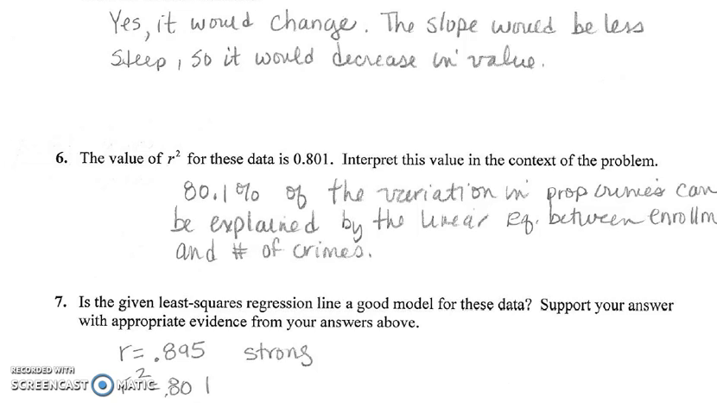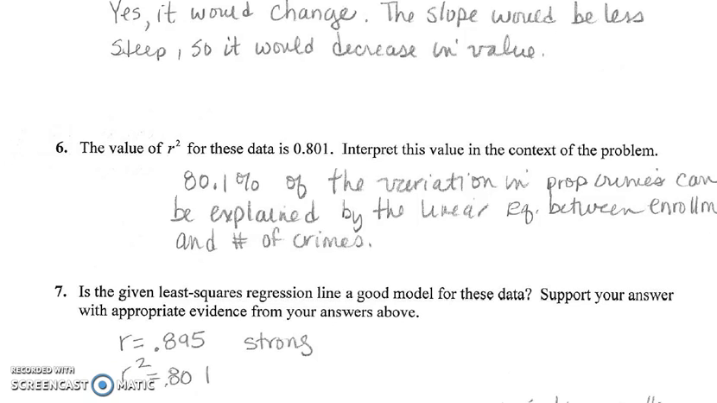But 80.1% of the variation in the number of crimes can be explained by the linear equation between enrollment and the number of crimes. So it's basically 80% of the variation in y can be explained by the linear equation between x and y. So that's just that fill in the blank, and y was the number of crimes. I don't know why I have proportion of crimes. It should just be property crimes. I was thinking that was proportion. Variation in property crimes can be explained by the linear equation between the enrollment of students and the number of crimes.